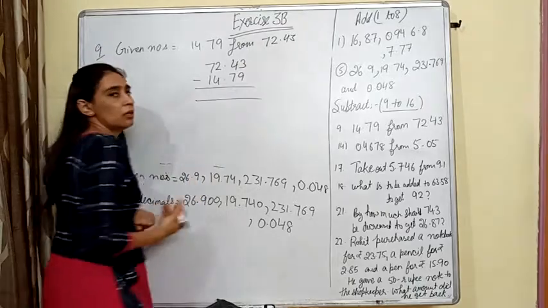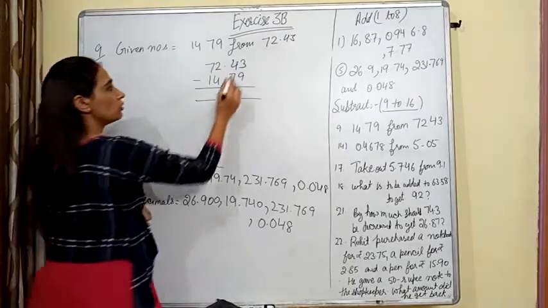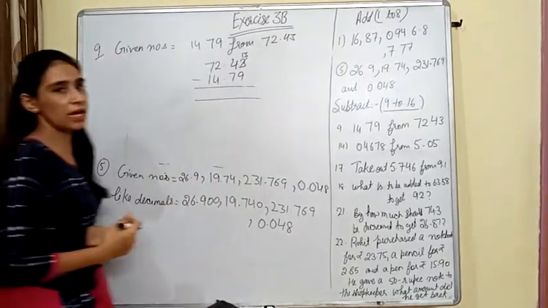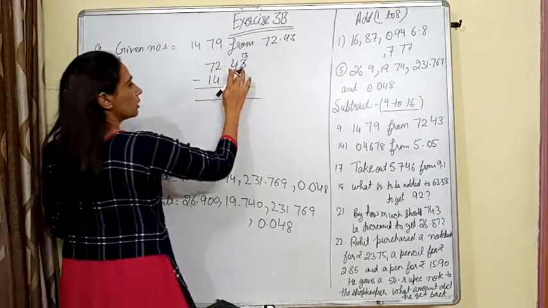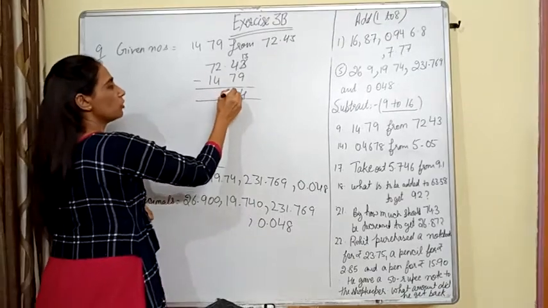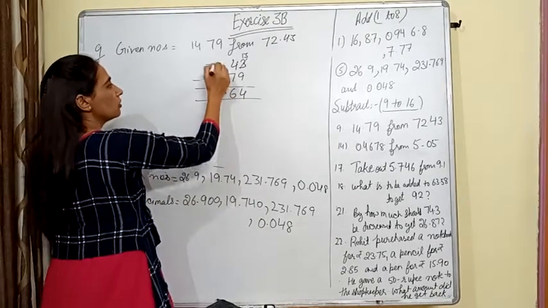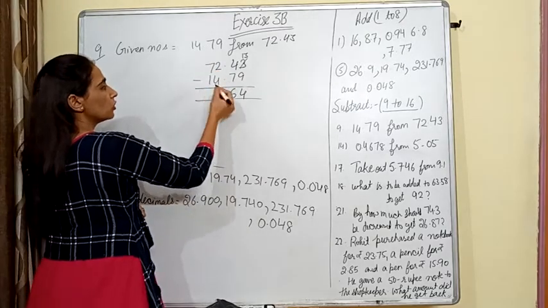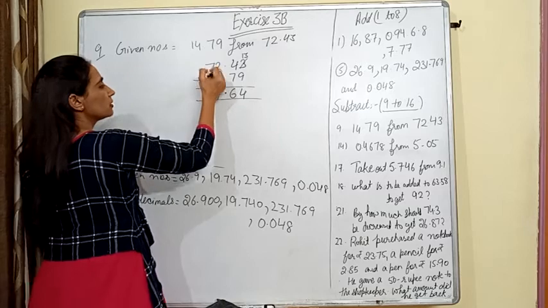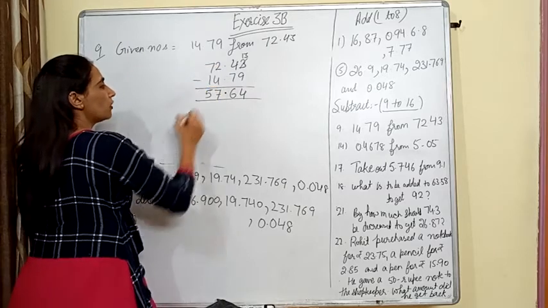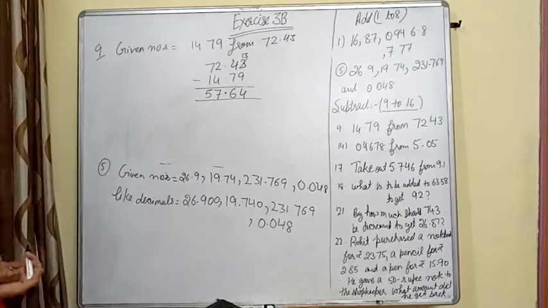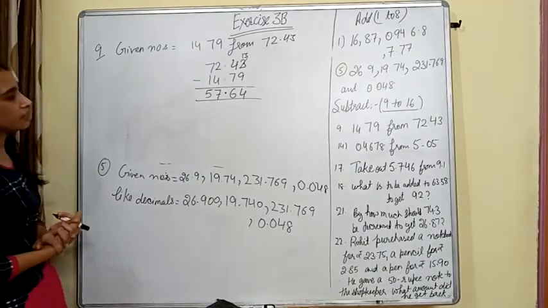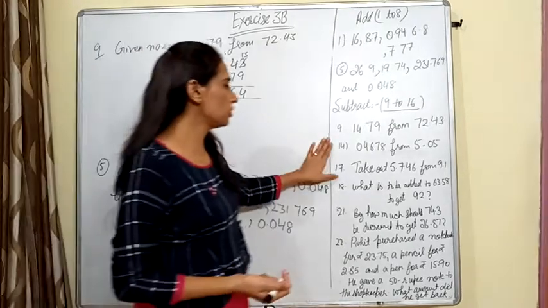This is 3. 9 will not go from this, so it will be 13. From 13, 9 will go, it will be 4. This is 3. From 13, 7 will go, 6. Point. This is 11. From 11, 4 will go, so you will get 7. Here is 6. From 6, 1 will go. You will get 5. So this is our answer, 57.64. Okay.